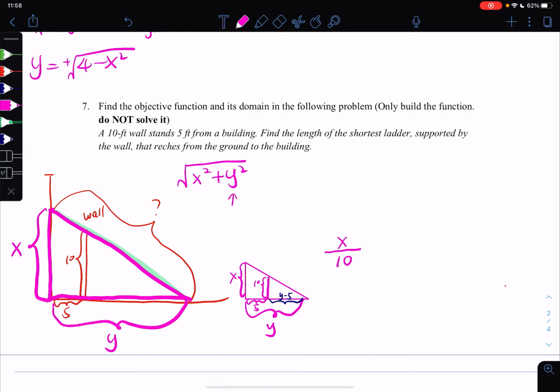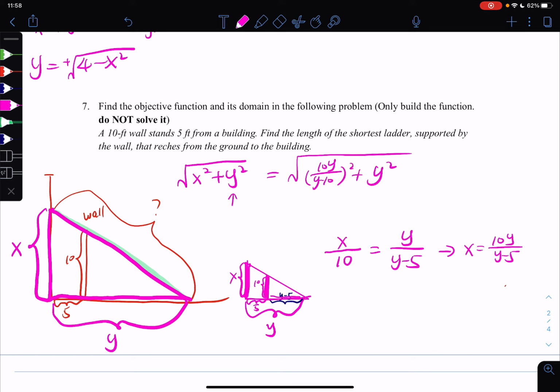So x over 10, which is the base of the larger and smaller triangle, is the same as the ratio between the other right side, which is y minus 5. So there are different ways to work this out. If you were like me trying to be lazy here, it's easier to find x in terms of y. So I'm just gonna say x is 10y divided by y minus 5. Basically, I multiply 10 to both sides. So what you could have is the square root of 10y over y minus 5 squared plus y squared. This is one way to look at it.